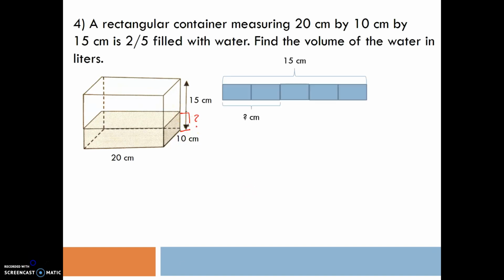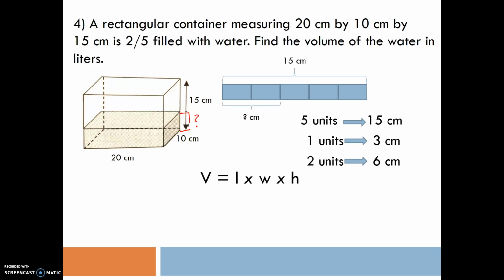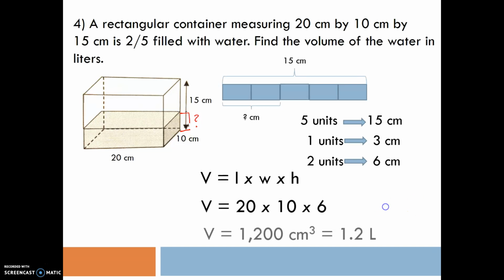so that we can use that in our formula. Okay, so we're going to use the unitary method to find the height of this container. So 5 units is 15, that's the whole height. 1 unit equals 3, so 2 units equals 6 centimeters. So now that's what we're going to use to find the volume. So let's write our volume equation. Length times width times height, and plug in our numbers. 20 times 10 times 6, and our volume is going to equal 1,200 cubic centimeters, which is 1.2 liters.